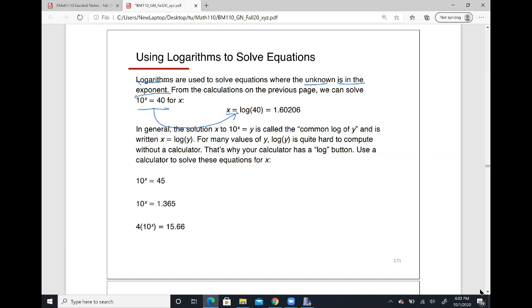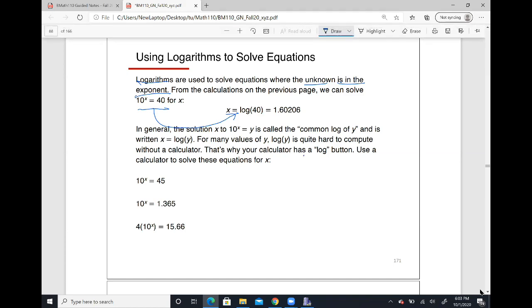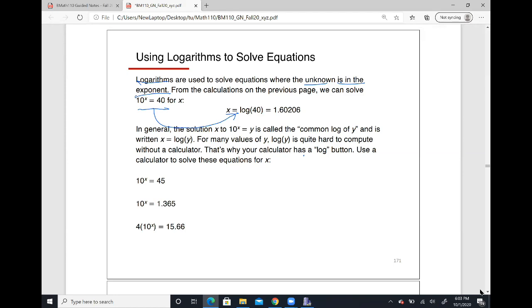All right. In general, the solution x to 10^x equal y is called the common log of y, and is written x equal to log of y. For many values of y, log y is quite hard to compute without a calculator. That's why your calculator has a log button. Use a calculator to solve this equation for x.